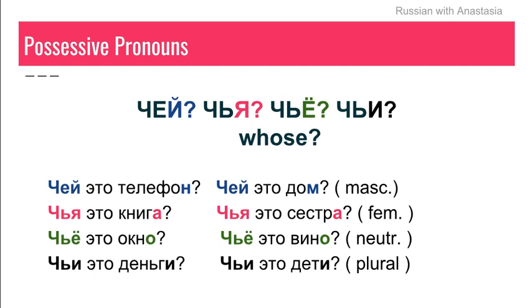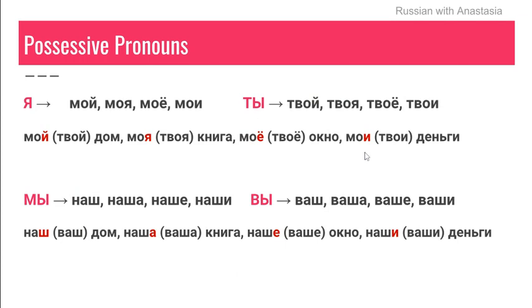And the last example is чьи это деньги? Whose money is this? Деньги is plural in Russian, so чьи is in plural too. And чьи это дети? Whose children are these? In plural. Дети, чьи. Now we can move to possessive pronouns.